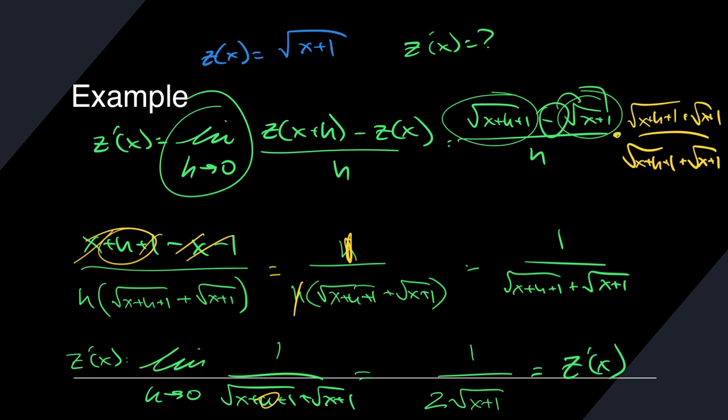So this is the equation for the slope at any point for our original function. So z prime of x gives me the rate of change for z of x, our original function.